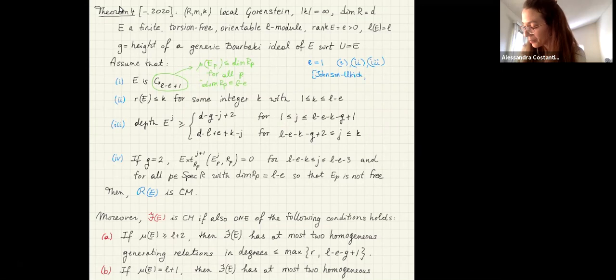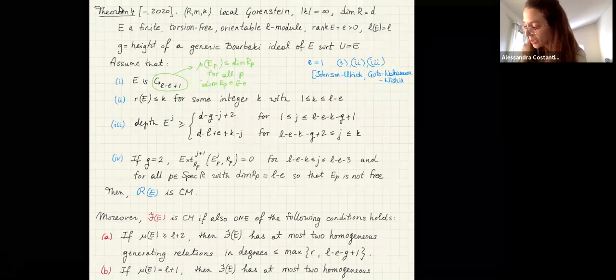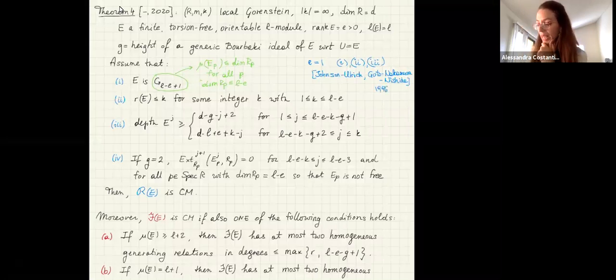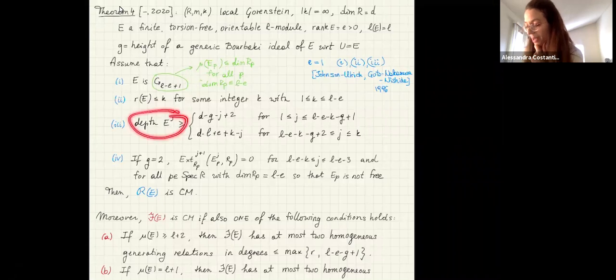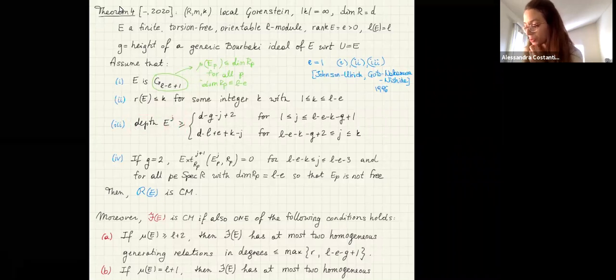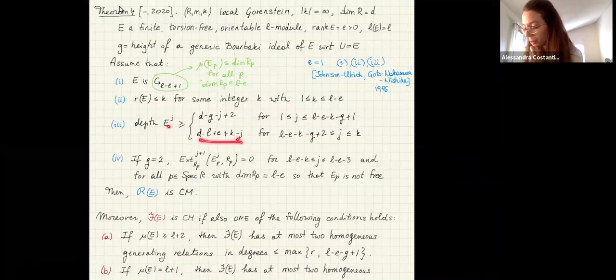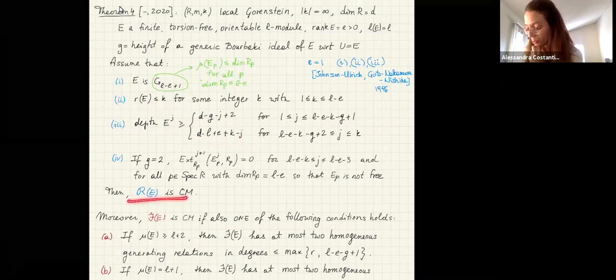And separately, independently, Goto, Nakamura, and Nishida from 1996. That is basically telling you that when your modules have bounded reduction number and a strong assumption, sorry, a lower bound for the depth of each power, so the bound depends on the exponent, then the result was Cohen-Macaulay.